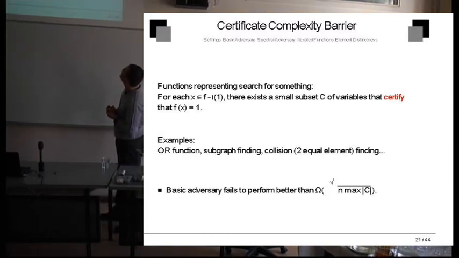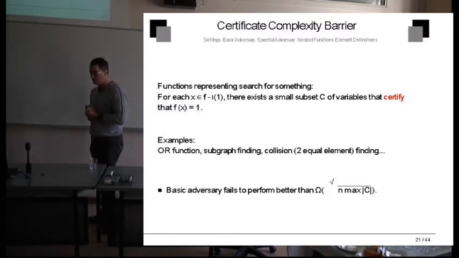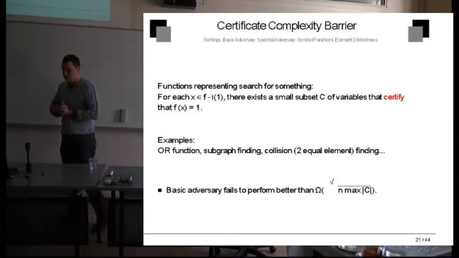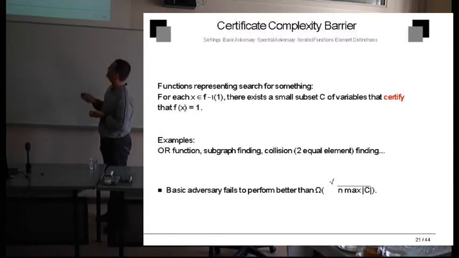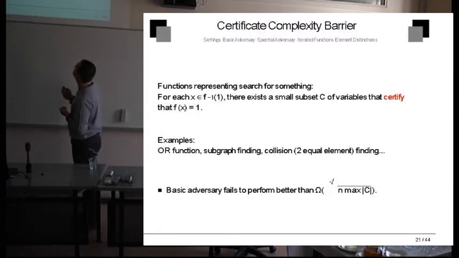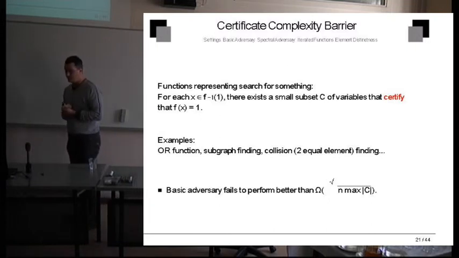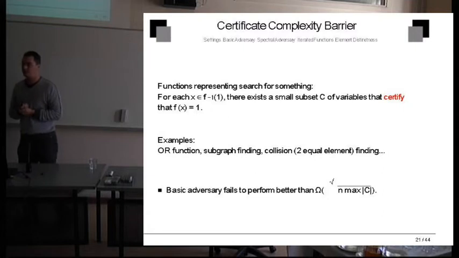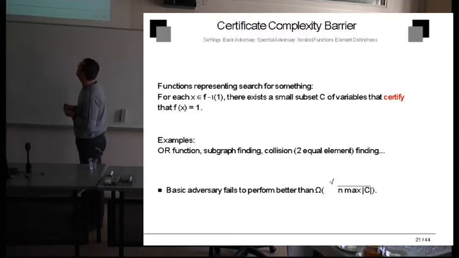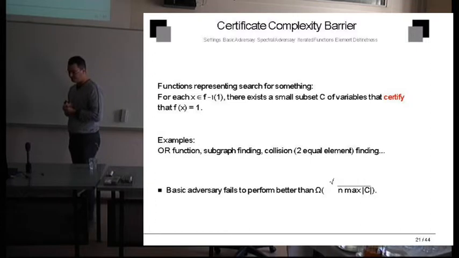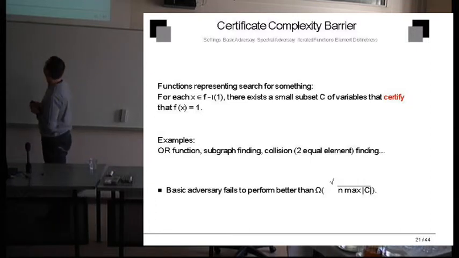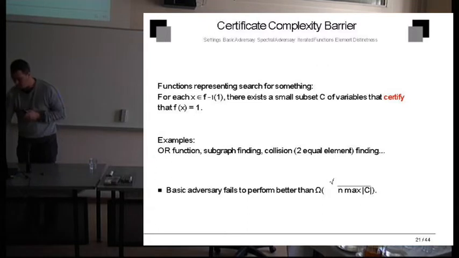And there is a so-called certificate complexity barrier that shows that the basic adversary that we considered before fails to prove anything better than the square root of n times the maximum size of such subset C. So in both cases, like the OR function, the subgraph finding, the collision finding, this is a constant, so the basic adversary fails to perform better than omega of square root of n. But that's not good, because we know that quantum query complexity is larger than this square root of n in most cases.